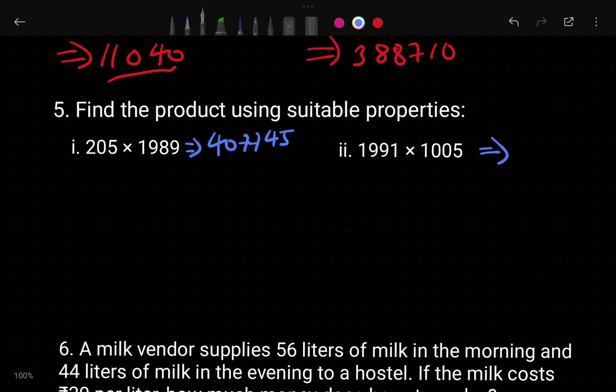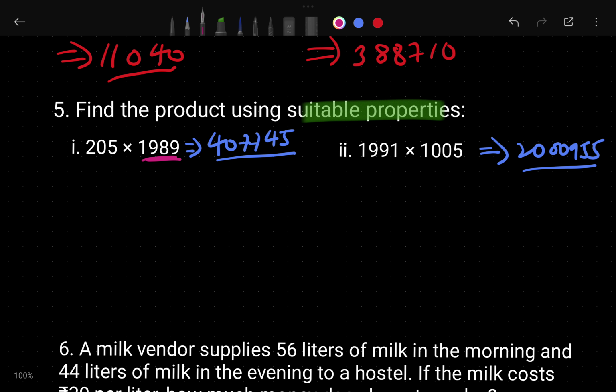If you multiply this one also directly, your answer is going to be 20 lakhs 9,955. This is your direct answer if you do it that way, but we don't have to do it directly. We have to find the product using suitable properties. So simply, how are we going to solve this?